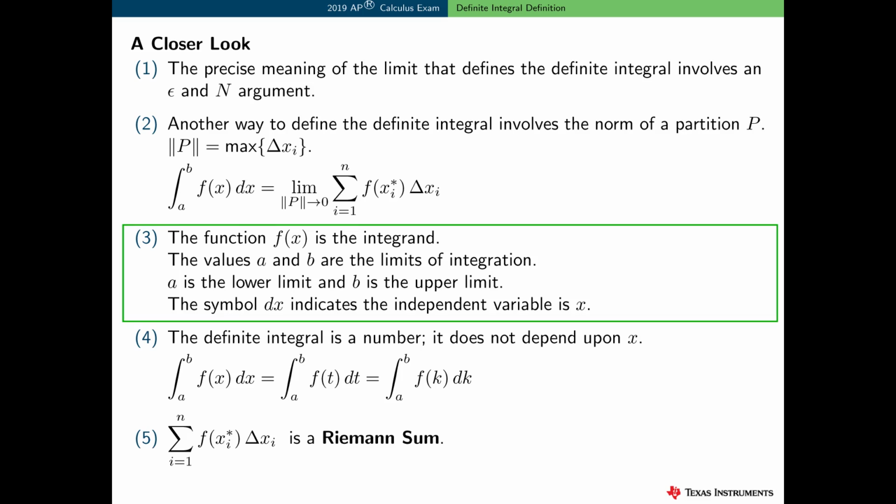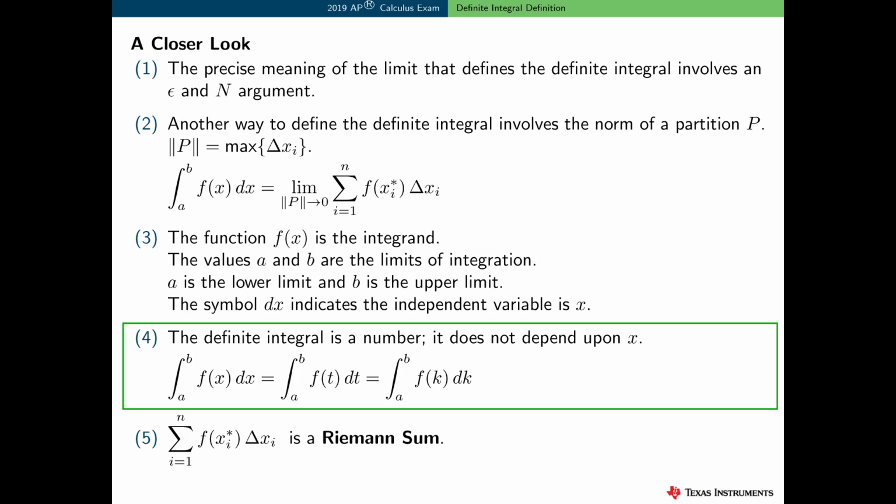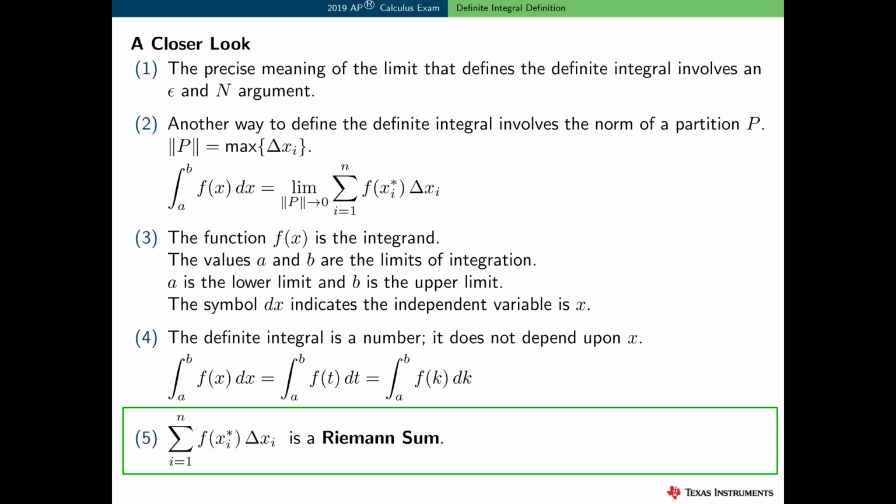And just to make sure that we agree on the terminology associated with the definite integral, the function f of x is called the integrand. The values a and b are the limits of integration. a is the lower limit and b is the upper limit. And the symbol dx indicates the independent variable is x. Remember that the definite integral represents a number, and that value, that number, does not depend upon the dummy variable. So each of these definite integrals represents the same number. And finally, this sum is called a Riemann sum. So the definite integral is the limit of a Riemann sum, and an integrable function can be approximated to within any desired degree of accuracy by a Riemann sum.